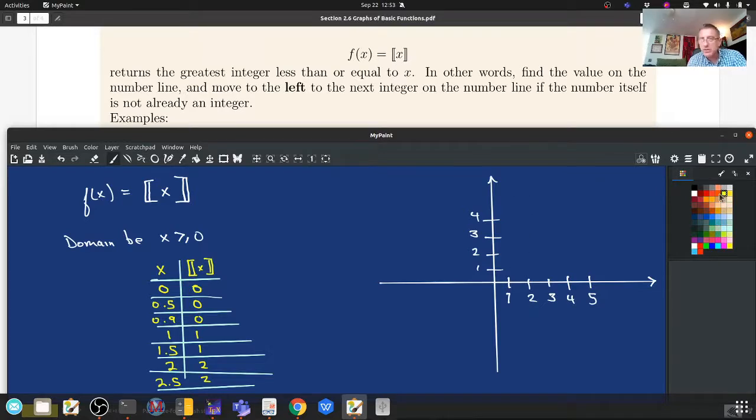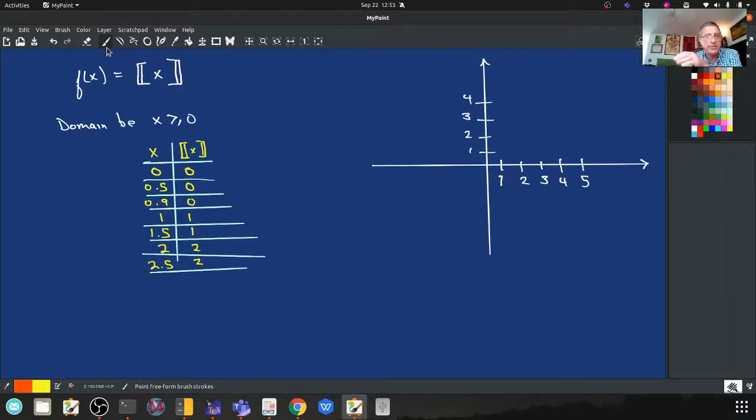So that means, let's get a color here, and let's make this bigger. So I'm going to graph this. This is what it's going to look like. From 0 to 1, it's going to be 0. From 1 to 2, it's going to be 1. From 2 to 3, it's going to be 2. From 3 to 4, it's going to be 3. And from 4 to 5, it's going to be 4.